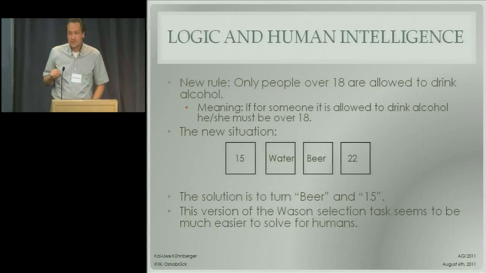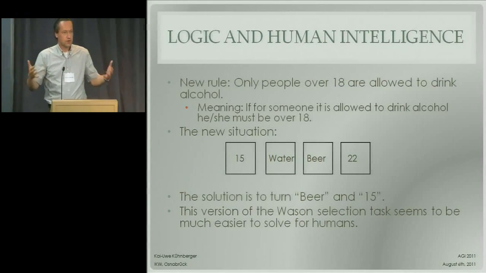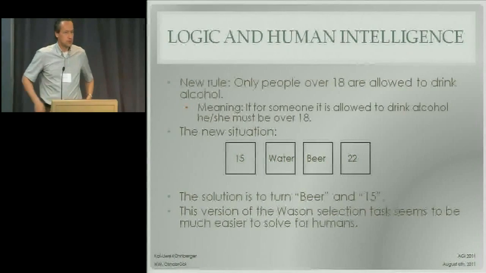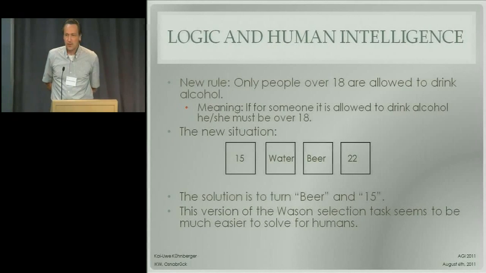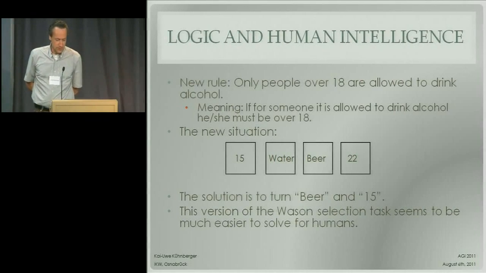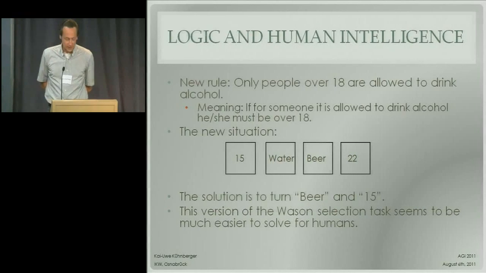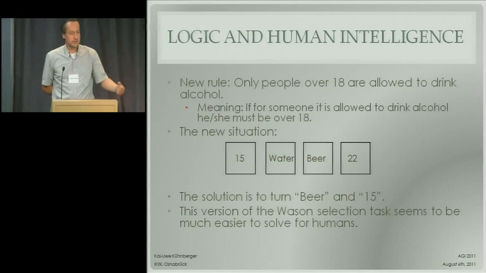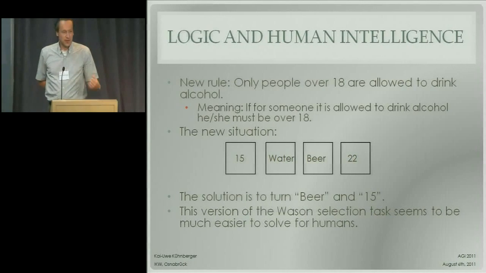Now, the interesting thing is if you put these subjects into a different situation, which is more concrete and somehow in accordance with what you experience every day, then they behave significantly better. For example, if the new rule is that only people over 18 are allowed to drink alcohol, meaning that if someone is allowed to drink alcohol, he or she must be over 18. It's completely the same structure, completely different content, but a real-world situation in a certain sense.